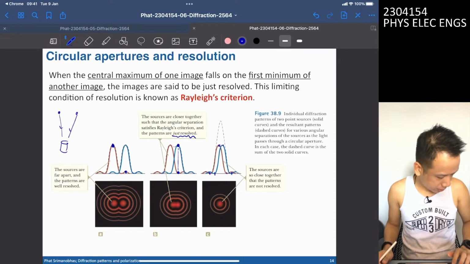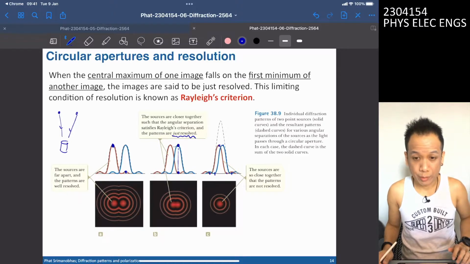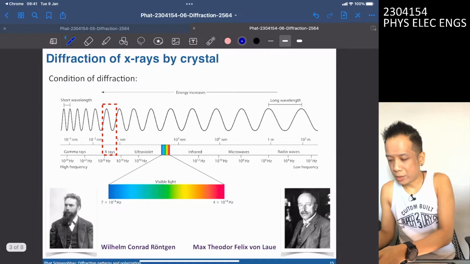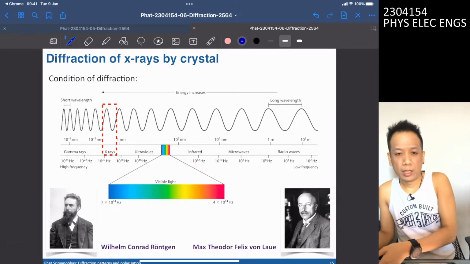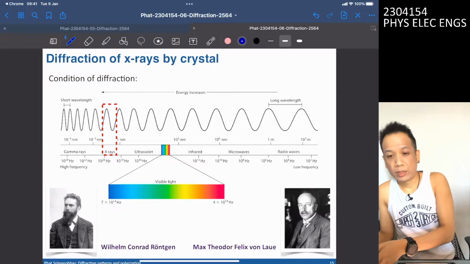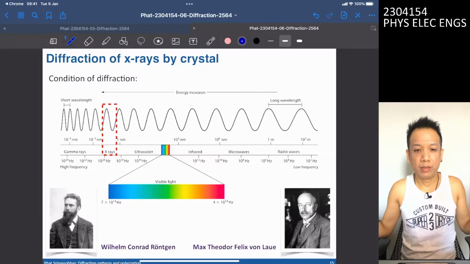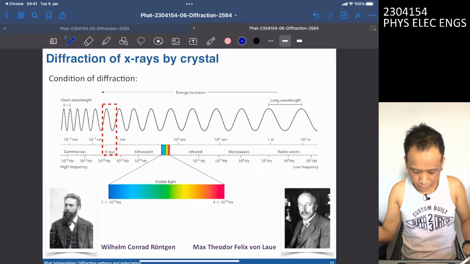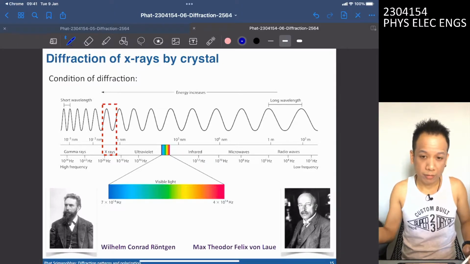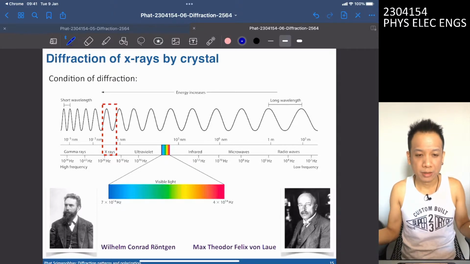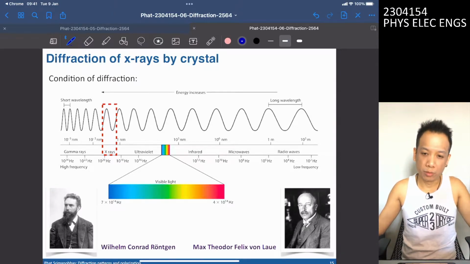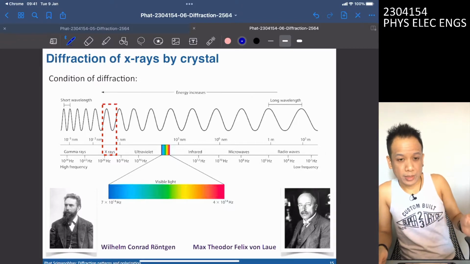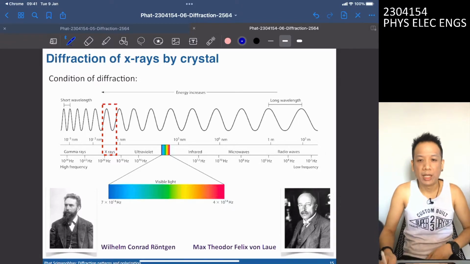Okay, so this is the circular aperture and the resolution. The next one is a small topic called the diffraction of X-rays by crystals. You already know that electromagnetic waves vary in wavelength. You start from very low frequency, large wavelength, for example radio waves, microwaves, the infrared, and then the visible light, from the red zone to the blue zone, and if you go to higher frequency, you go to the ultraviolet, and then X-rays and gamma rays.